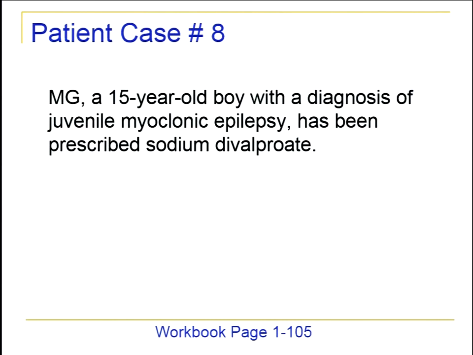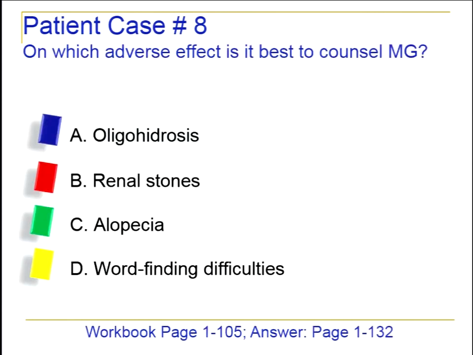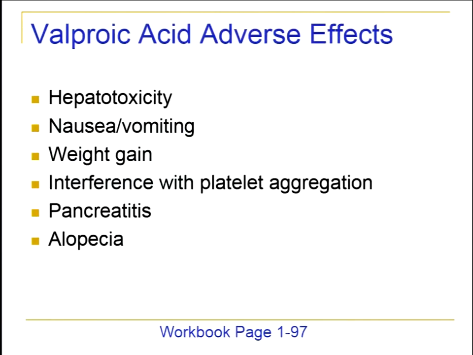MG is a 15-year-old boy with a diagnosis of juvenile myoclonic epilepsy. He's been prescribed sodium divalproex. Which adverse effect are we most likely to see in him? Is it oligohidrosis, renal stones, alopecia, or word-finding difficulties? I'm seeing mostly green, and green would be the right answer for this.